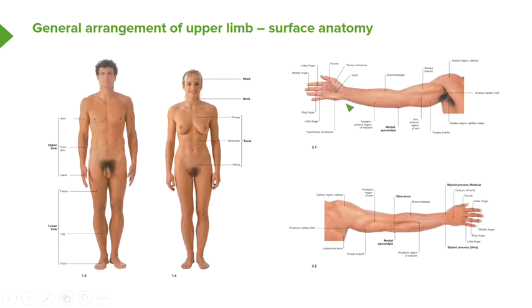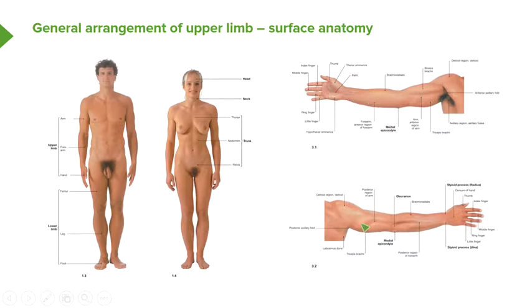We can then move distally again, and we can see the hand. The hand is connected to the forearm via the wrist joint, where the carpal bones connect to the radius and the ulna to form this wrist joint. And we can see the palm of the hand, and then the thumb, the index finger, the middle, the ring and the little finger that make up the digits of the hand. So these are some key surface landmarks we can see on the anterior aspect of the upper limb.